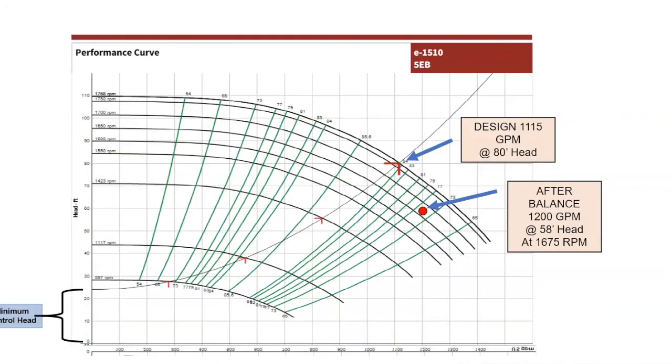So in the last blog we did, we identified that after a proportional balance, the contractor identified 58 feet of head with a pump set at 1675 RPM. And what we really wanted to do is get down to the design capacity of 1115 GPM. What speed do we need to get to?